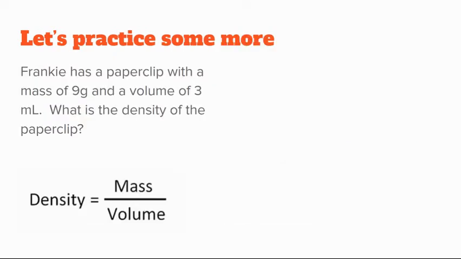So let's practice again. Frankie has a paper clip with a mass of 9 grams and a volume of 3 milliliters. What is the density of the paper clip? So what do we need to do first? We need to find out what we know and what we need to find out. I know the mass is 9 grams and I know the volume is 3 milliliters, but I don't know density.